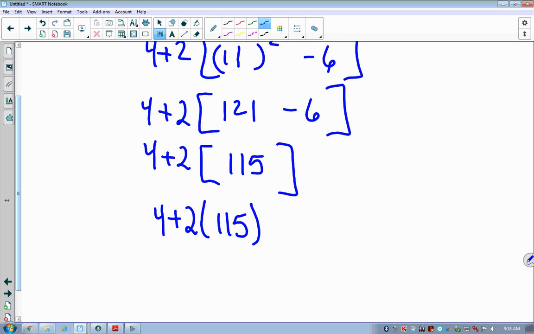If I was looking at this, what would I do? Multiply 115 times 2, and I should get what, 230? 230. So I get 4 plus 230. I should get 234, not 6 times 115. The answer is 234.